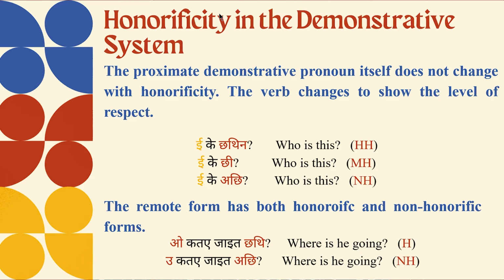So again, both of these will translate to where is he going, but here we see both the helping verb and the demonstrative pronoun changes. So with honorific reference we will use O, and with non-honorific reference we'll use U, and both of these mean that or he or she, far away.